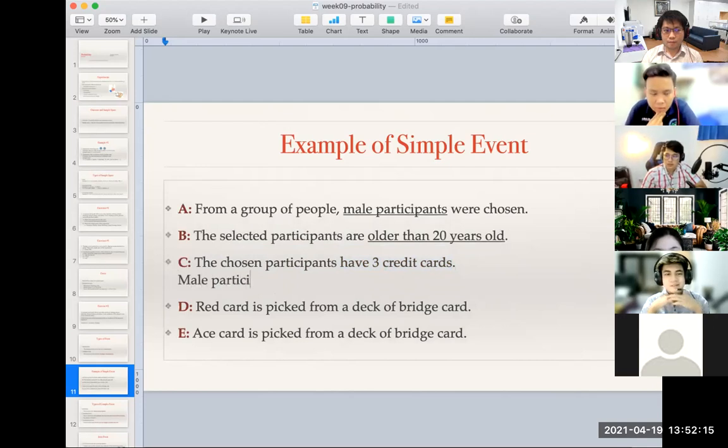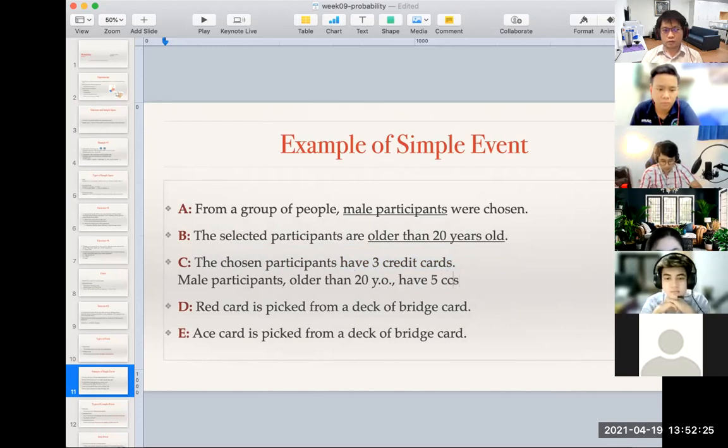Yes. Yes, sir. Have 5 credit cards. So this is still get selected in here. Yeah. B and C. Okay. So according to Kenneth, how about others?